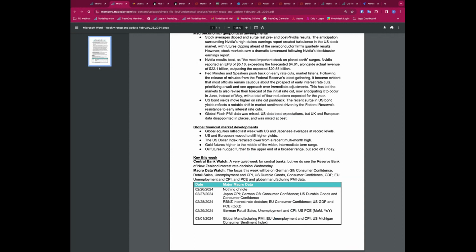So again, the big European data, German retail sales, unemployment, and CPI, is all on Thursday. So even the European data is skewed, excuse me, to the second half of this week. You can see nothing of note coming out today.